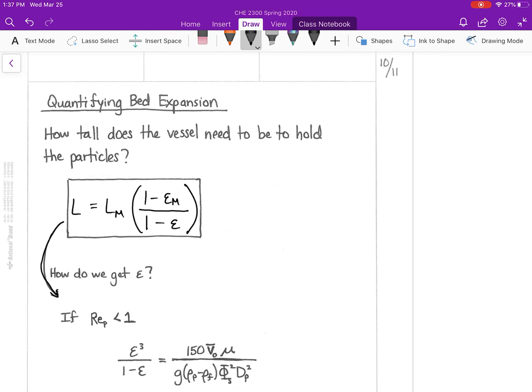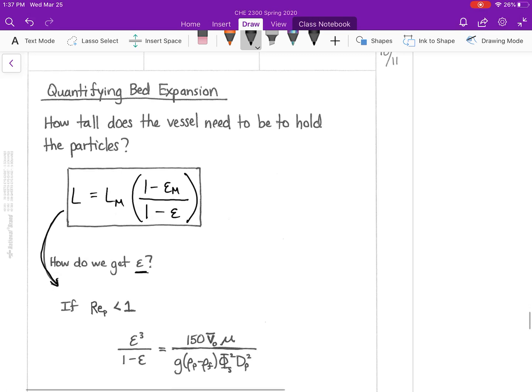Next question you might ask yourself is, how do I actually obtain this void fraction of my fluidized bed in the scenario of a particle Reynolds number that is less than 1? So again, we are in Stokes' flow regime.